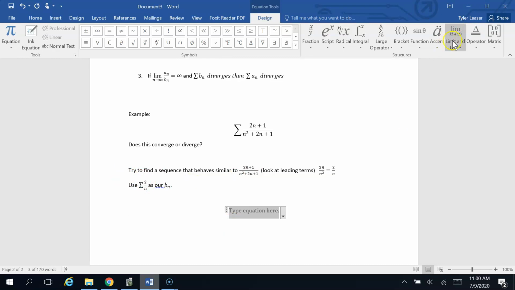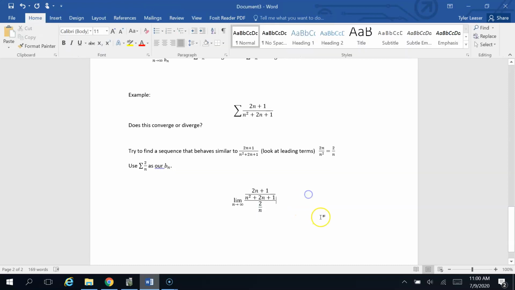What we're going to do is take the limit as n goes to infinity of the ratio, and here's where it's going to get a little bit ugly for a minute, 2n plus 1 over n squared plus 2n plus 1, that all divided by 2 over n. So that's the ratio of a sub n divided by b sub n. All right, let's break this thing down. So what we're going to do here is just divide these two fractions. I'm going to leave the first one alone and multiply by the reciprocal of the bottom. So this n is going to flip up to the top and multiply on this numerator. This 2 is going to be multiplied into the denominator.